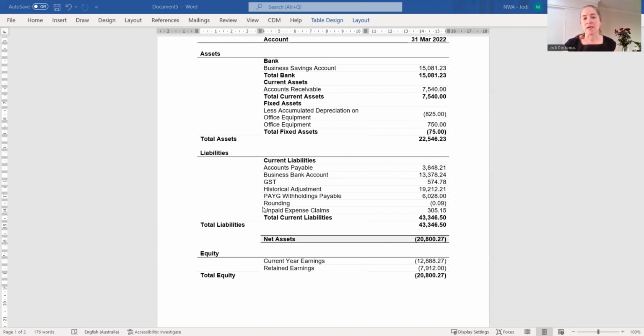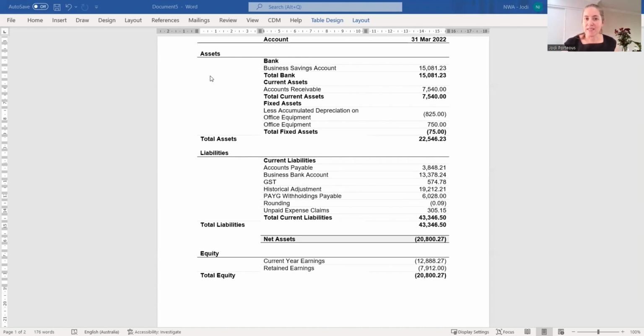Now, two on here on the liabilities, this historical adjustment and the rounding, are things that you may need to look at and ask more questions about if they show up on your reports. Generally, the historical adjustment will be an opening balance error, where your initial bank statement or your initial fixed assets when you started using Xero haven't been brought into the program properly. So historical adjustment generally means there's something going on with the before-Xero numbers.